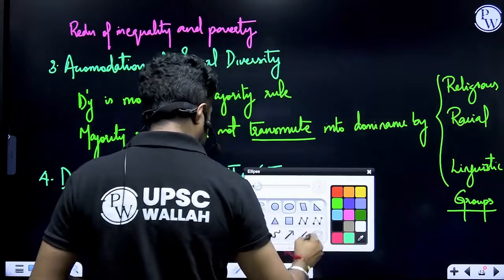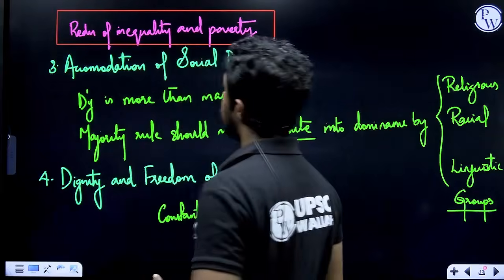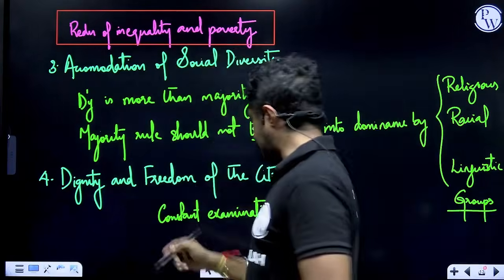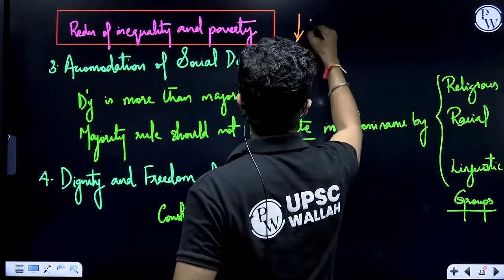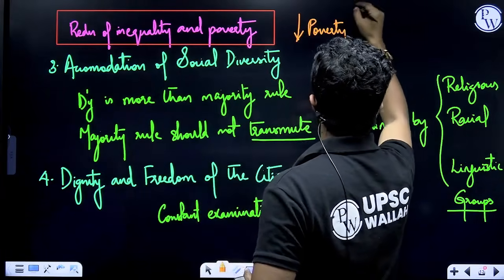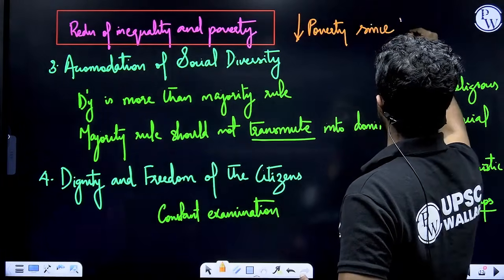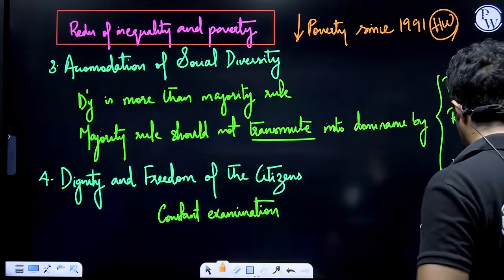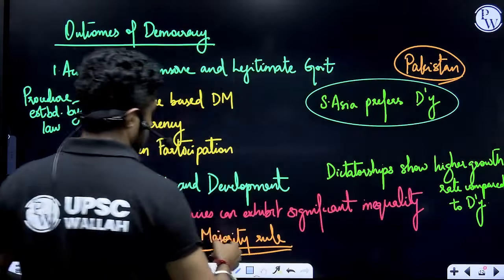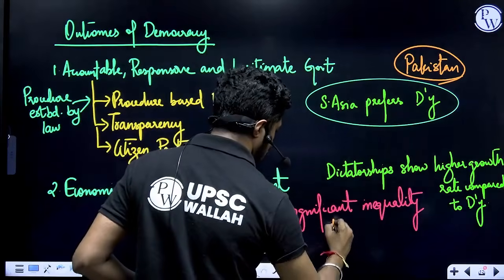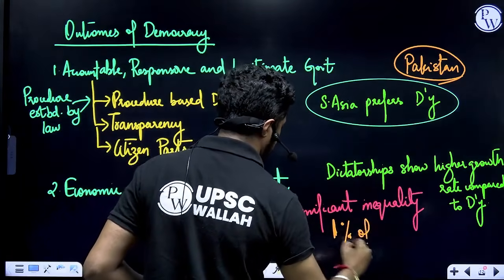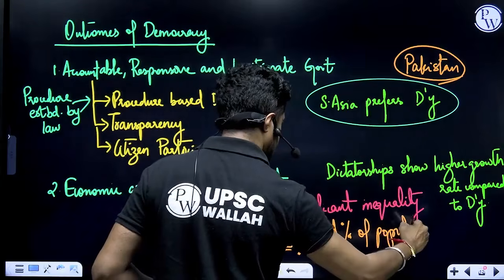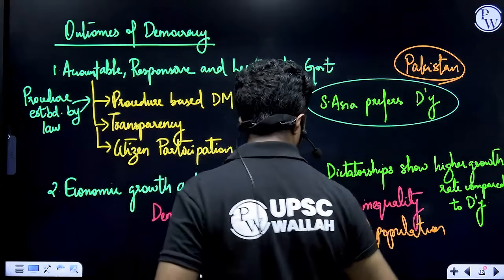However, democracy is also renowned for what? Democracies are also renowned for reduction of inequality and poverty. To what levels has poverty declined in India since 1991? That is your next homework. Let me just note down your homeworks here. In this part, how much assets are owned by the top 1% of the population? Find it out. All right.